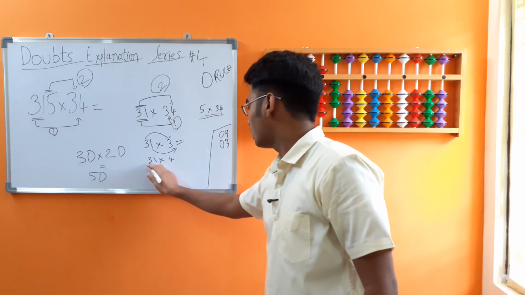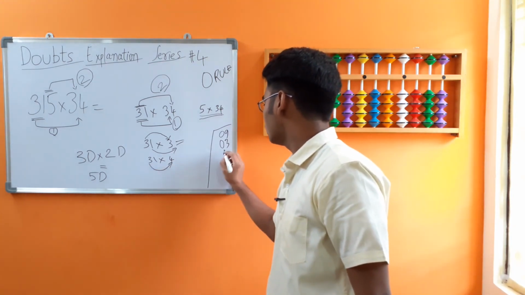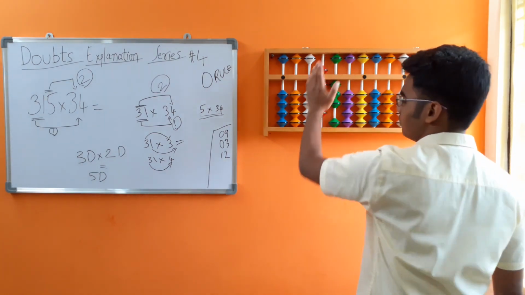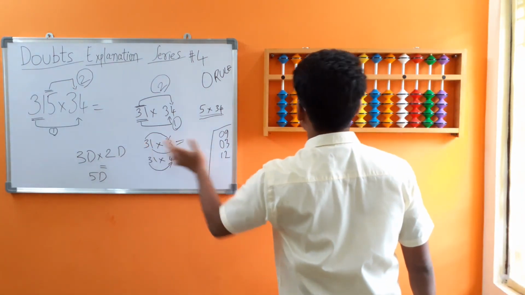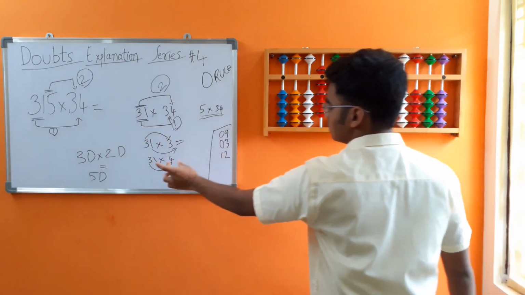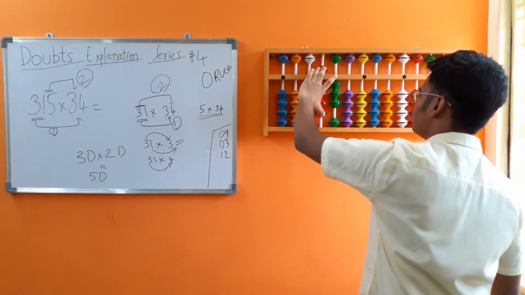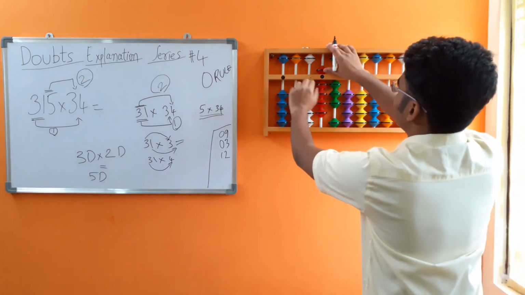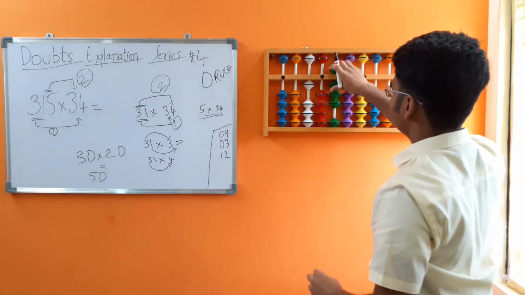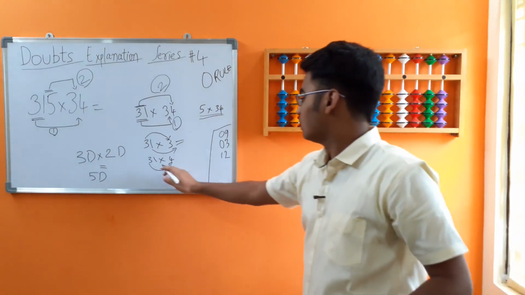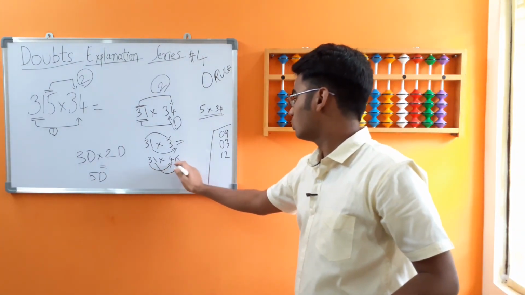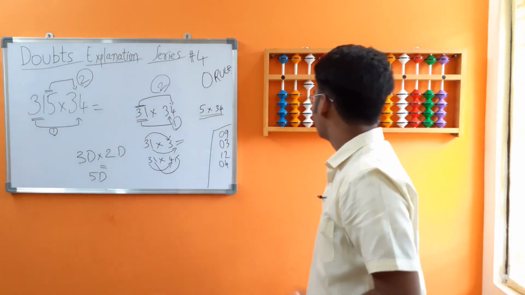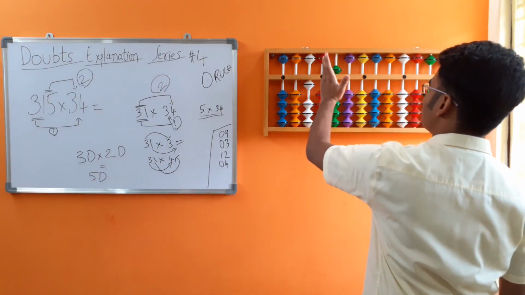Now 3 into 4 is 12. 12 should be placed from here because this product we started placing from the 10,000th rod. So the next product will be placed from the 1000th rod. 3 into 4 is 12. So again big friends addition here and small friends here. 1 into 4 is 04.